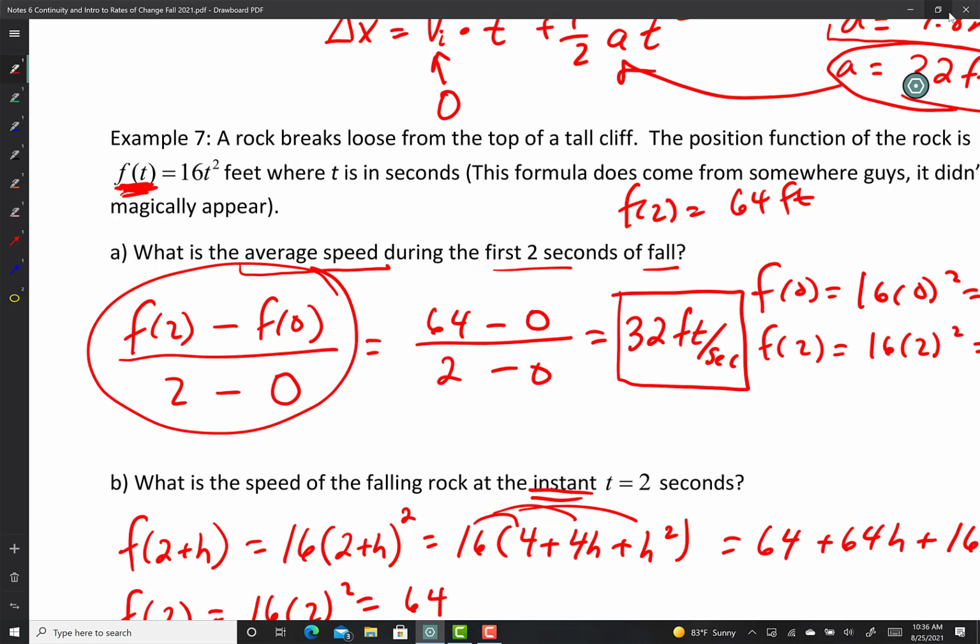Find the instantaneous velocity, or find the speed at t equals a specific value. Find the speed at t equals 3. So then that means I've got to find the instantaneous velocity or instantaneous speed at that moment. Slope. Anything that deals with instantaneous rate of change. Slope.